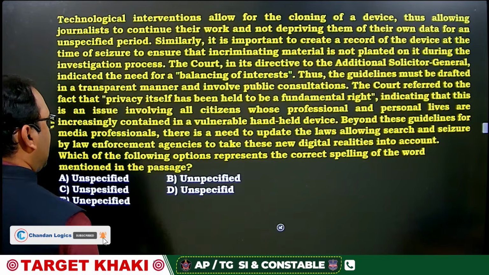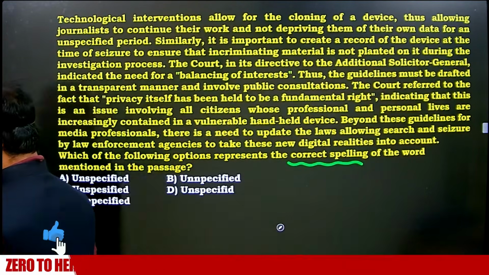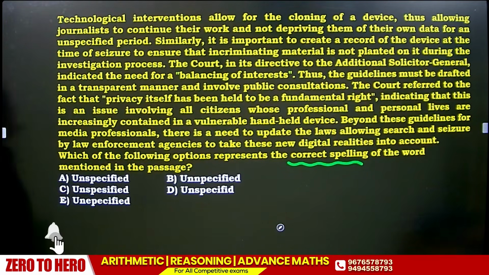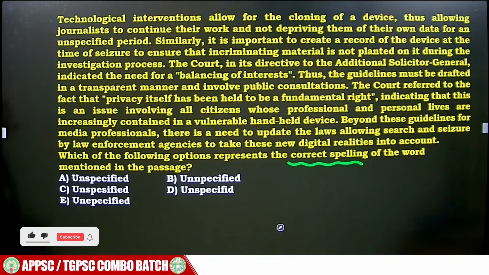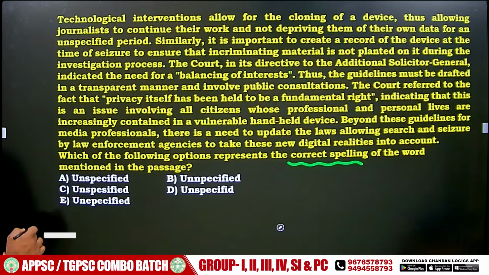Again, question number 10, vocabulary based question. Which is the correct spelling? I think this is the easiest question in the question paper. What do you think, guys? Correct spelling: unspecified. Anybody can answer this question.